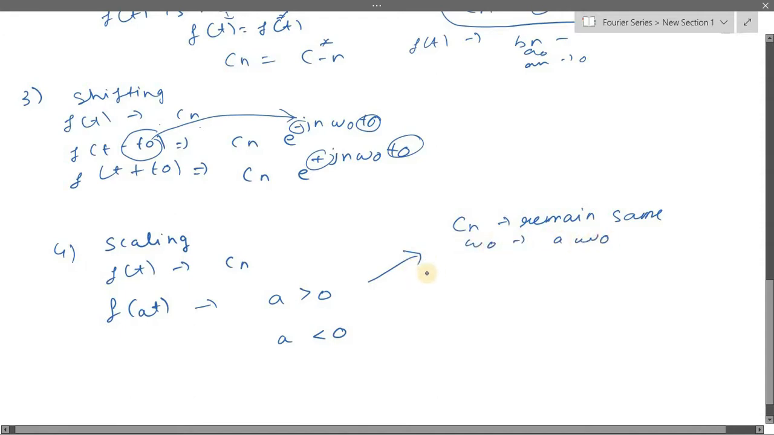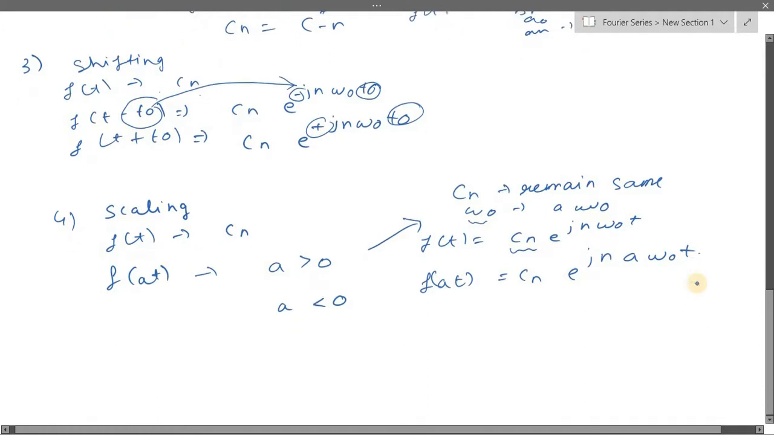Now if you see, the equation of f of t is basically c of n e raised to j n omega naught t, right? Since your f of t is scaled by a, and you know that c of n will remain the same, just omega naught will change to a omega naught. So your new f of at will be c of n e raised to j n a omega naught t, right? So this is the change when you have a greater than 0.